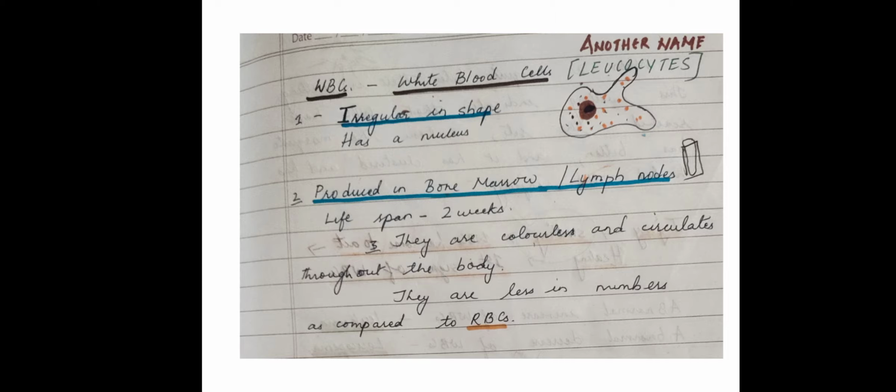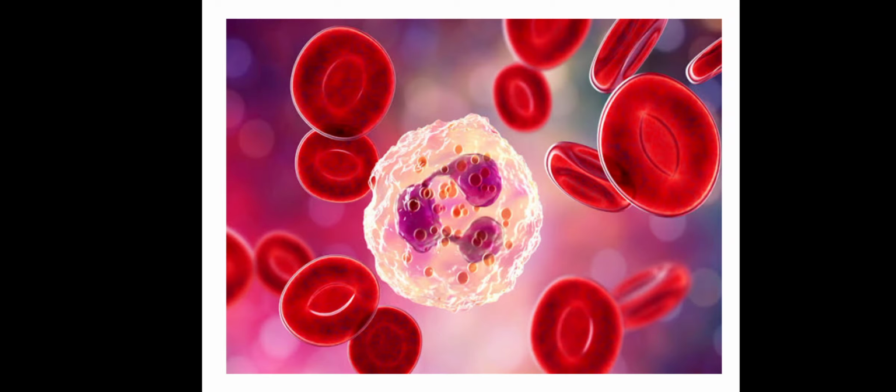The WBCs are the defenders of our body. It protects us from germs, infections, and harmful bacteria and viruses. The white portion that you can see is WBCs. The red ones are RBCs.